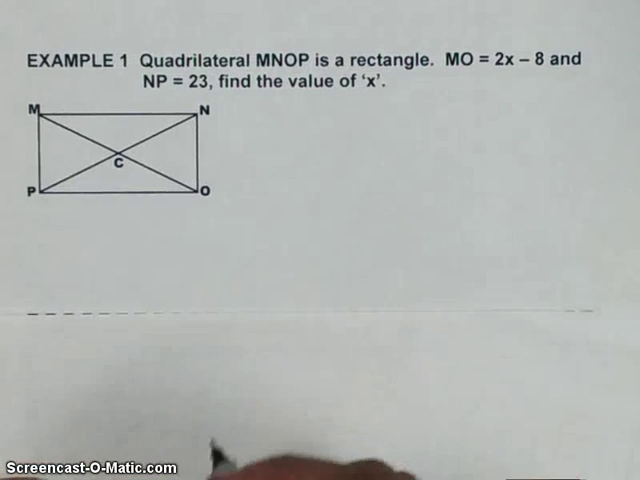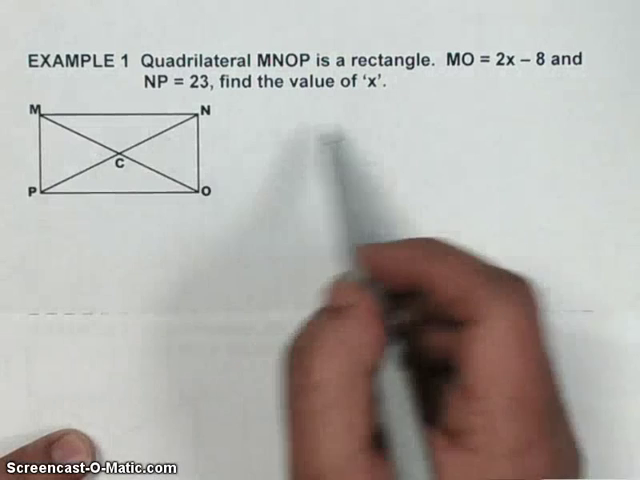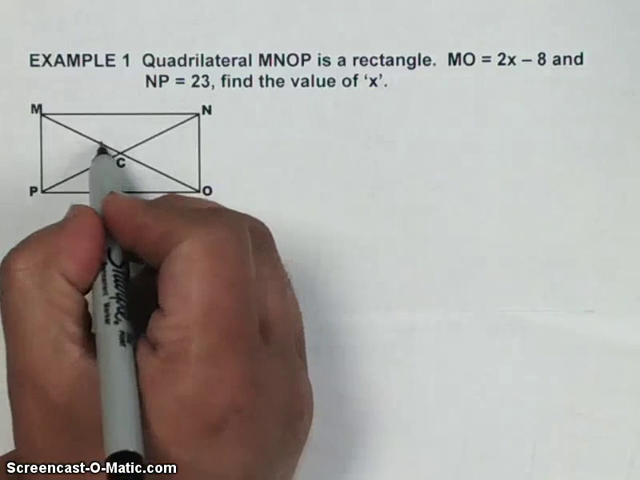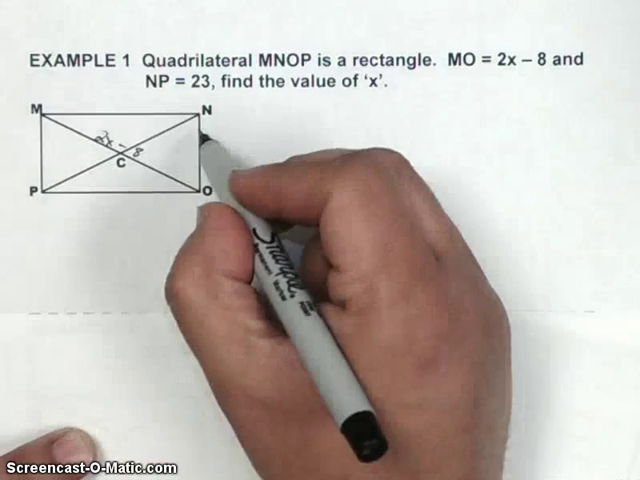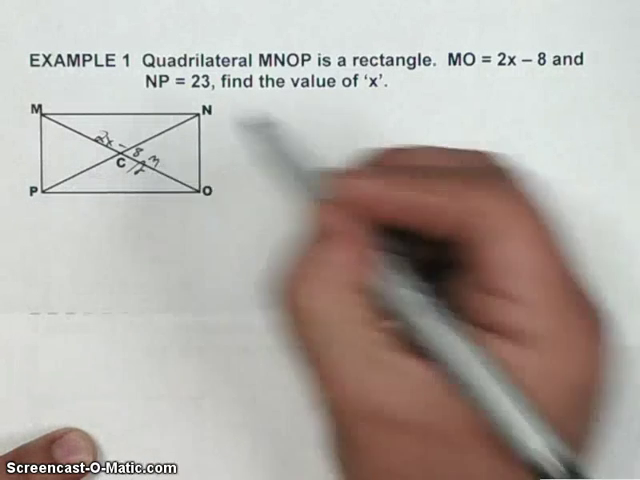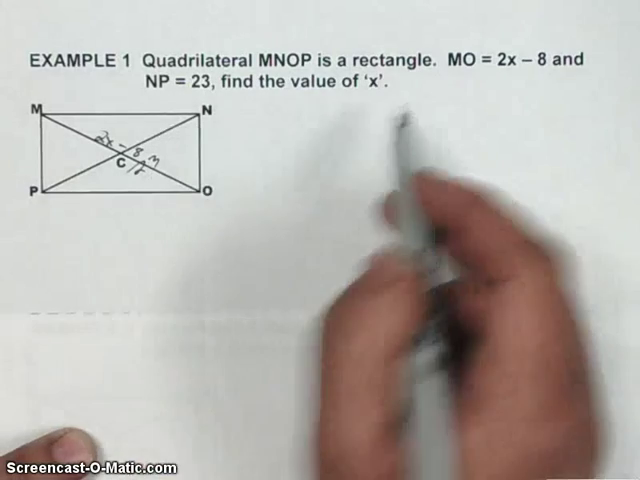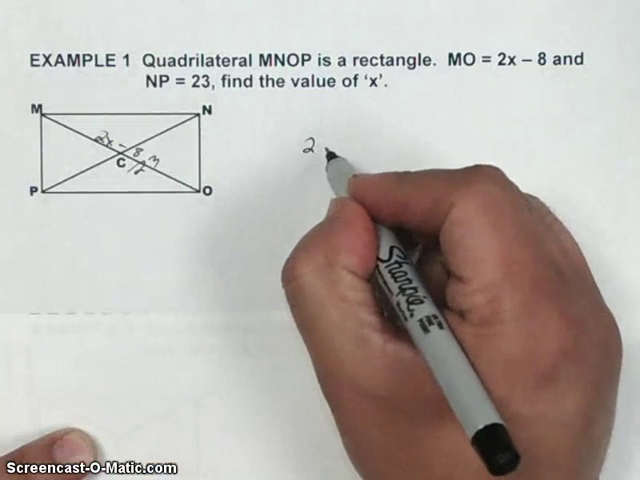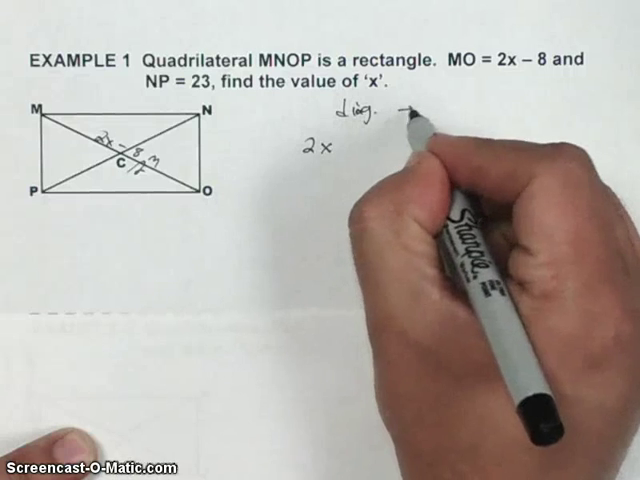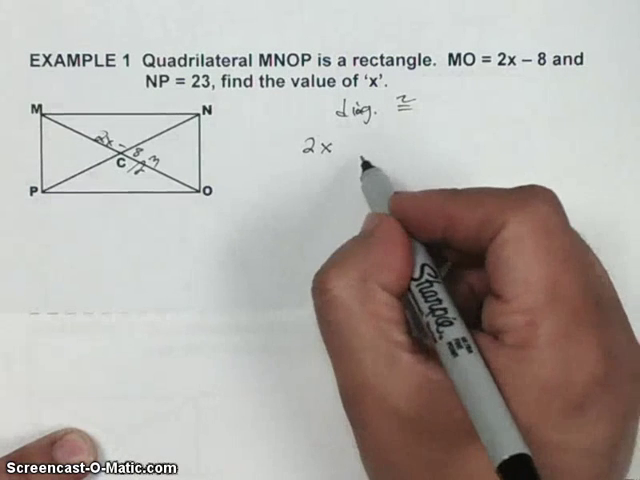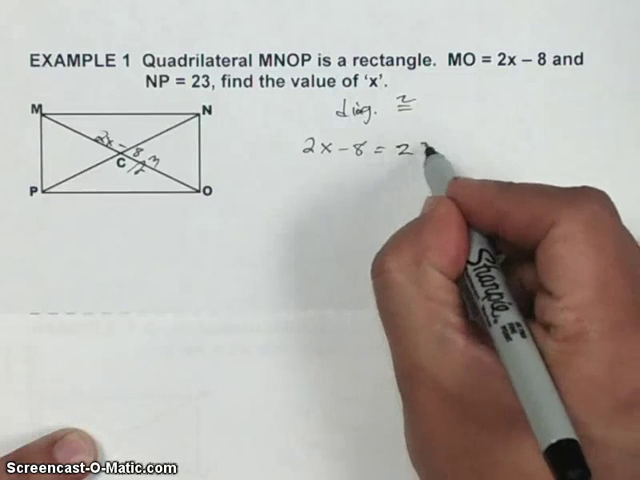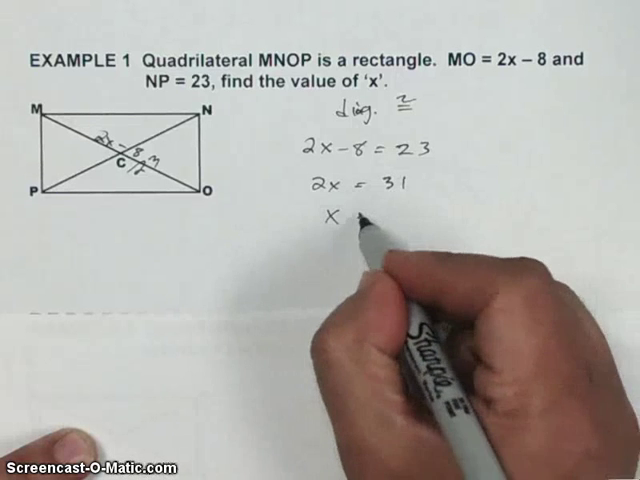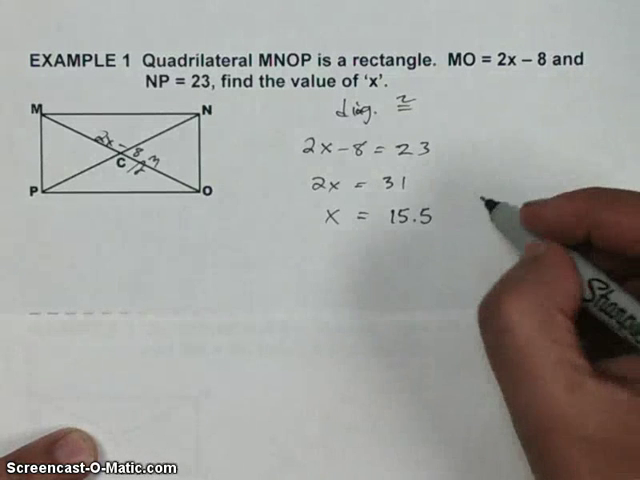All right, so now we're going to look at some examples to apply these properties to rectangles. So we know that MNOP is a rectangle. So that should list those seven things that we just talked about. And then it says MO is 2x minus 8, and NP is 23. All right, so find the value of x. Well, MO and NP are diagonals, so we know that diagonals are congruent. So maybe we should write that diagonals are congruent. So that's going to mean that 2x minus 8 is equal to 23. If I add 8 to both sides, that's going to give me 31. And then I divide by 2, x is going to be 15.5. And we'll call that units.